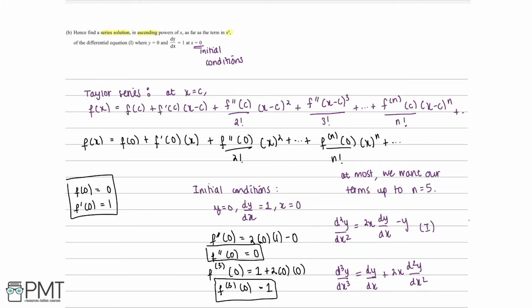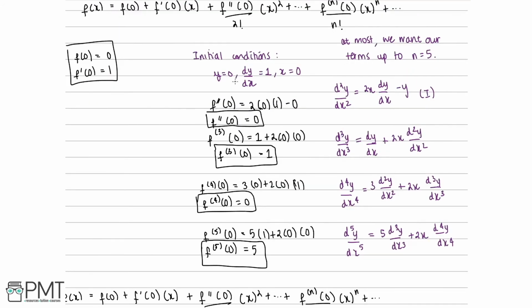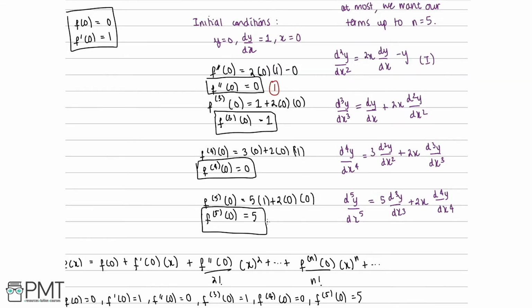Now that we found the answer to part B, let's find out where the marks are. You get 1 mark for finding the second derivative of f using our initial conditions up here, showing that that's equal to 0. You get another mark for doing the same thing for the third, the fourth, and the fifth derivative. So finding out that the third derivative of f at x equals 0 will be 1, the fourth derivative of f at x equals 0 is equal to 0, and the fifth derivative of f at x equals 0 will be 5. And you get a further accuracy mark for doing these correctly.